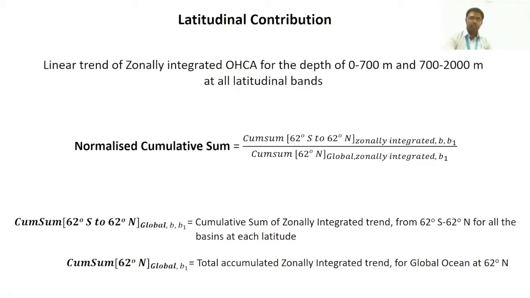By using this normalized cumulative sum, we get to know how the heat is distributed across the globe at each and every latitude, and what the difference is between the simple linear regression analysis and the multilinear regression analysis, before and after eliminating natural variabilities such as ENSO and PDO and so on.